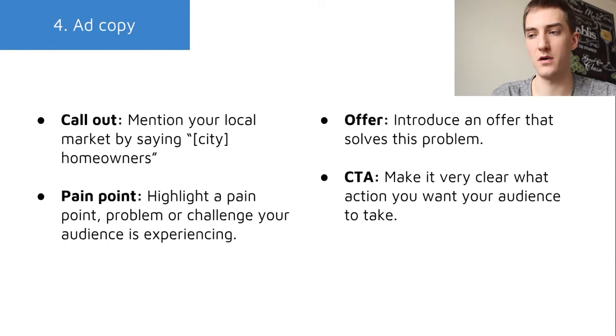Now, in terms of ad copy, there's kind of 4 different components to a good ad copy, in my opinion, and this is kind of my formula here. So the first thing I like to do is call out or mention your local market by saying something like, hello, or attention Denver homeowners, or whatever city that you're based in. That way, when it appears on your audience's newsfeed, it's something that is clearly local. It might be relevant to them. It might catch their attention.